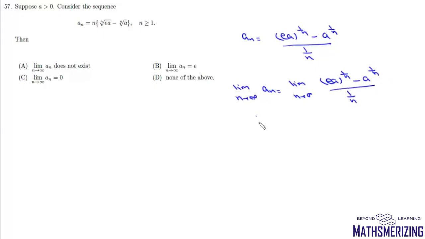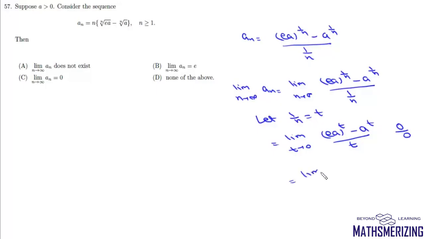Now what we'll do is we'll let 1 upon n as t, then we can write this limit as limit t tends to 0 of (e^t minus a^t) upon t. Now this is 0 upon 0 form. So we can use L'Hopital's rule.